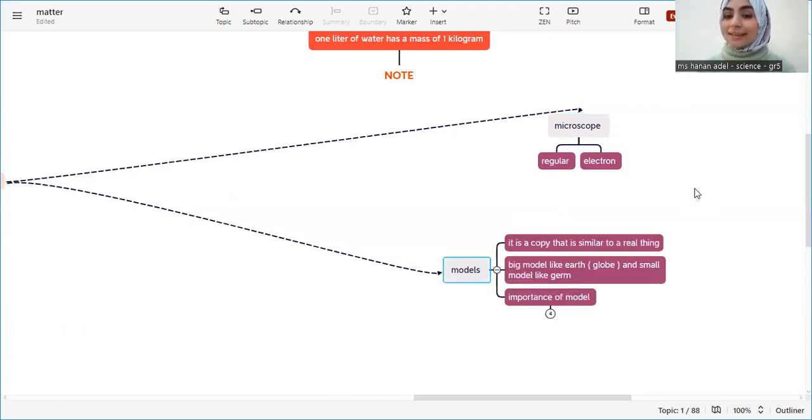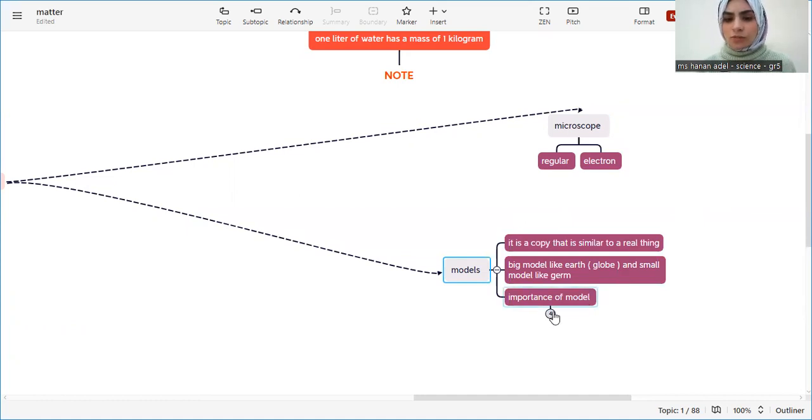The models. What is a model? It's a copy that's similar to the real thing. So I make a copy of the Earth, for example, which we call a globe, or I make a copy of a germ or bacteria, or of the solar system, to study it. This is the model here.